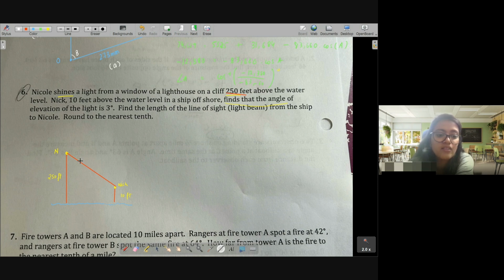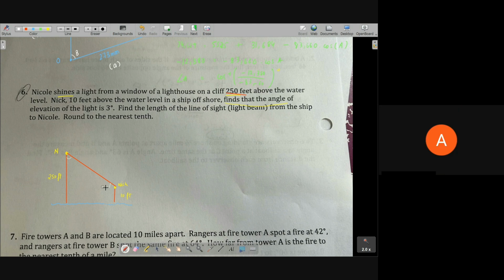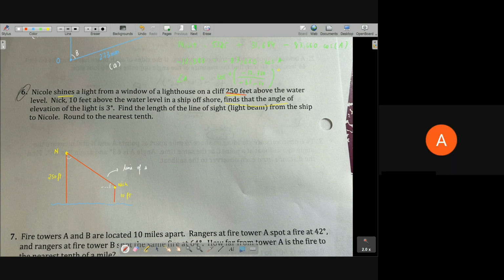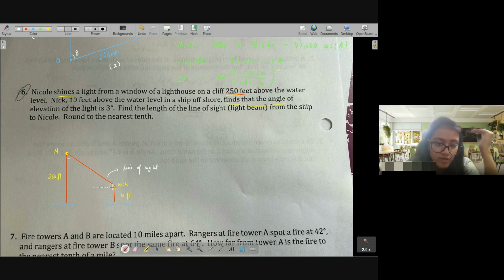Here as well, there are chances of making a mistake. You see that there are 2 angles. Are we talking about this angle or this angle? The Nick angle. The angle of elevation is always formed between the line of sight and the horizontal line. Right now we're talking about Nick, so this is the line of sight for Nick. So this angle is 3 degrees. Find the length of the line of sight. This is what we have to find out.